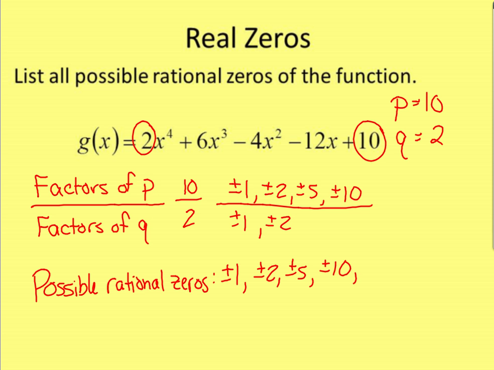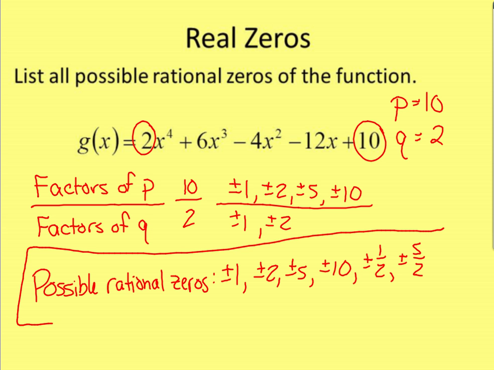Now we're going to take each of our factors of p and divide them by q. So 1 divided by 2 is 1/2. 2 divided by 2 is 1, which is already on our list, so we do not have to write it down again. 5 divided by 2 is 2.5, or 5 over 2. And 10 divided by 2 is 5, which is already on our list. So our possible rational zeros for this function are 1, 2, 5, 10, 1/2, and 5 over 2. And these are all positive and negative values. So I could have a positive 1 and a negative 1. I could have a positive 2 and negative 2.